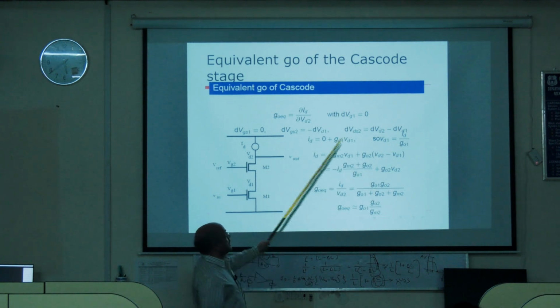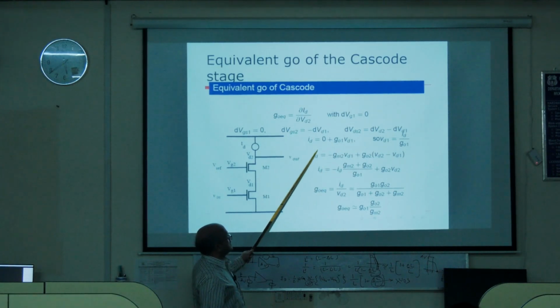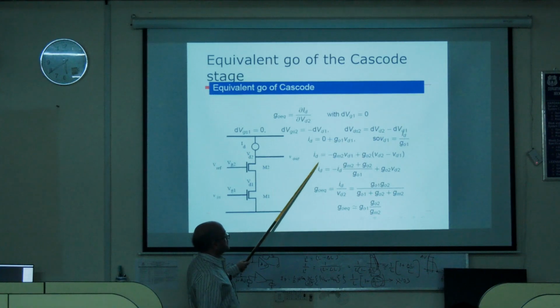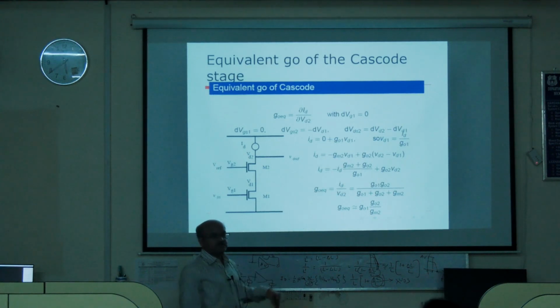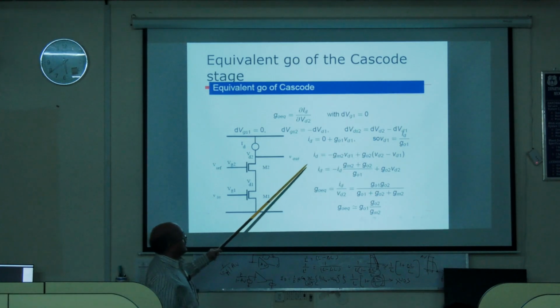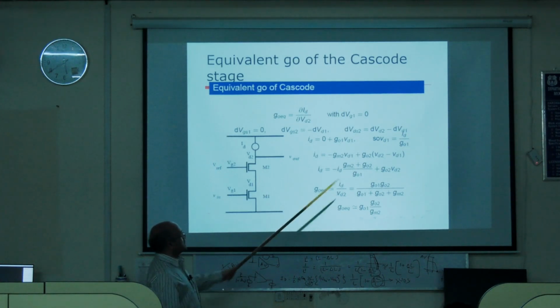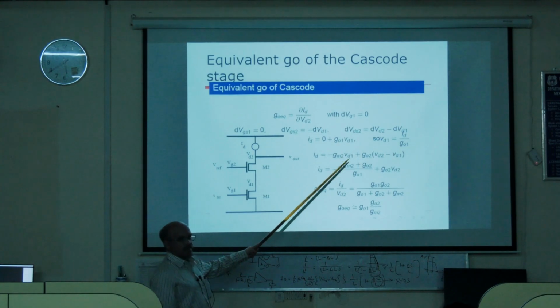And from here what is Vd1? Vd1 is equal to minus ID, ID by G01. Very good. So all of you are not sleeping. Now I take transistor M2. For transistor M2, what is ID? ID is equal to Gm2 Vgs2 plus G02 Vds2. Excellent.